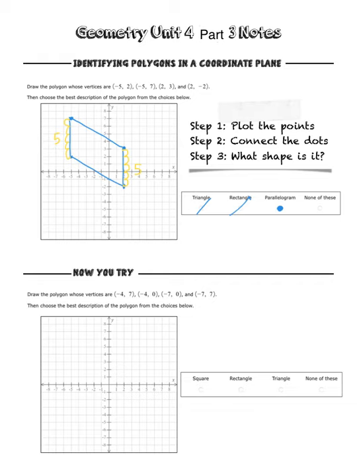It says, you try, I want you to try. If you're doing this on paper, plot the points. If you're doing it on the screen, see if you can do it with the cursor. -4, 7, -4, 0, -7, 0, and -7, 7. Connect my dots.